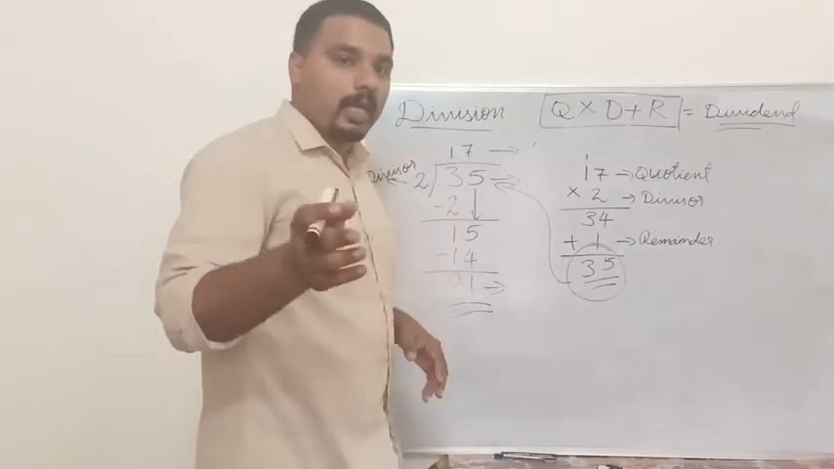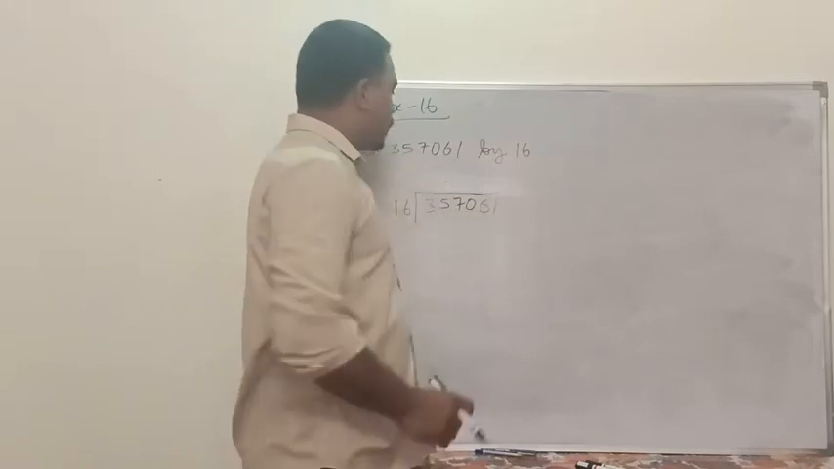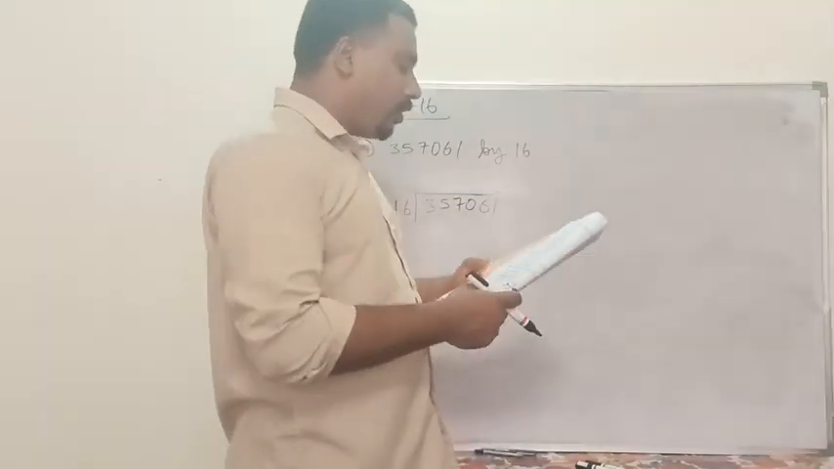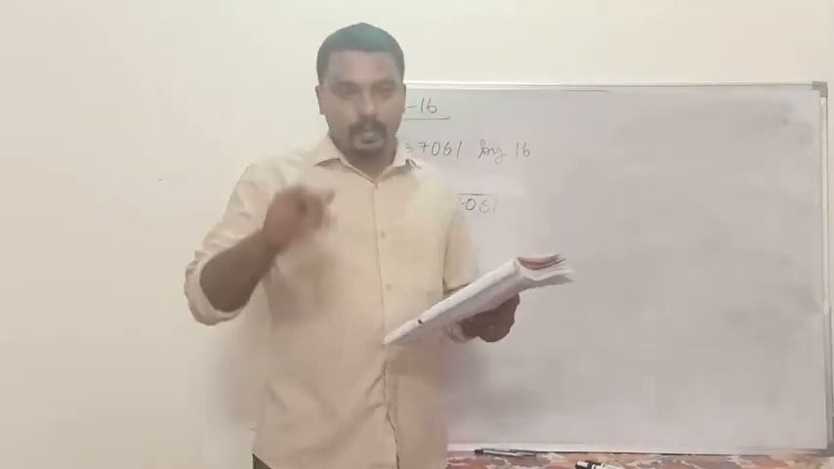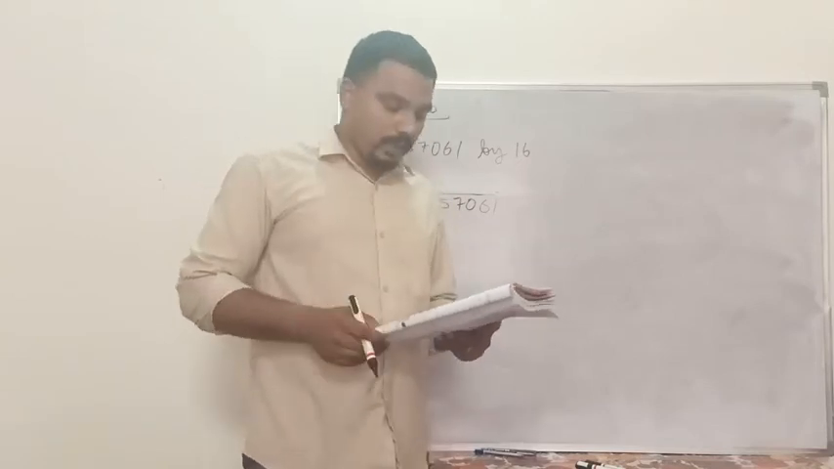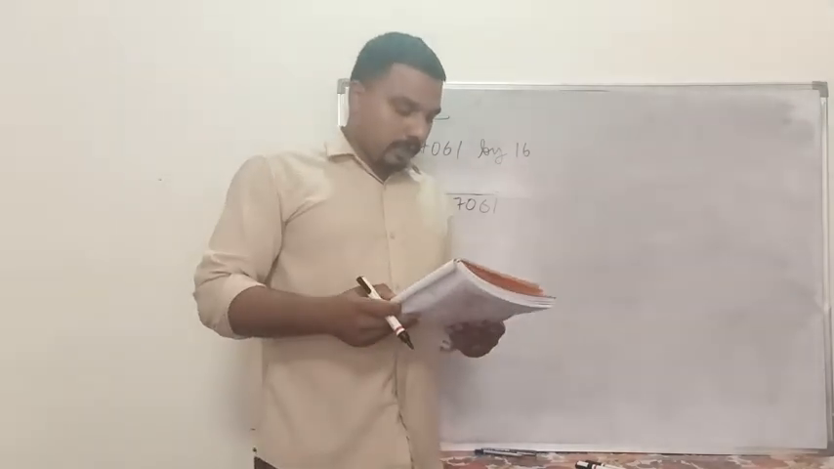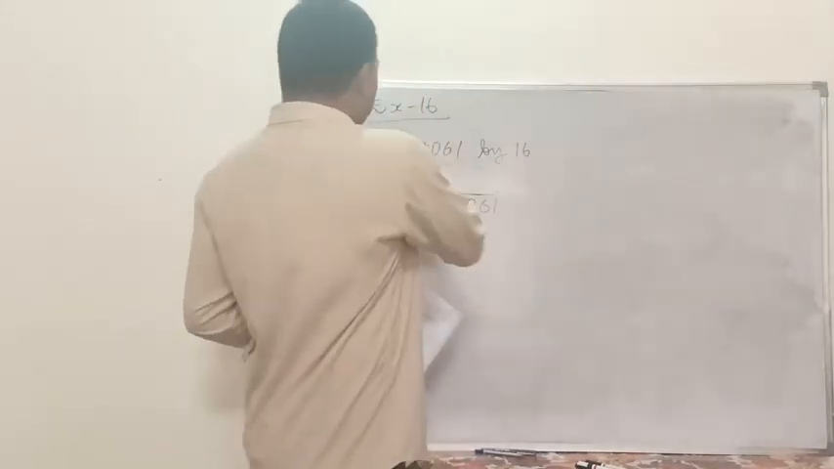Okay, moving to the next exercise. The next exercise is exercise number 16. What we have to do? Divide and find the quotient and the remainder. There are some questions. One question we will discuss here. After that, the rest of the questions you have to do yourself. And just take it.